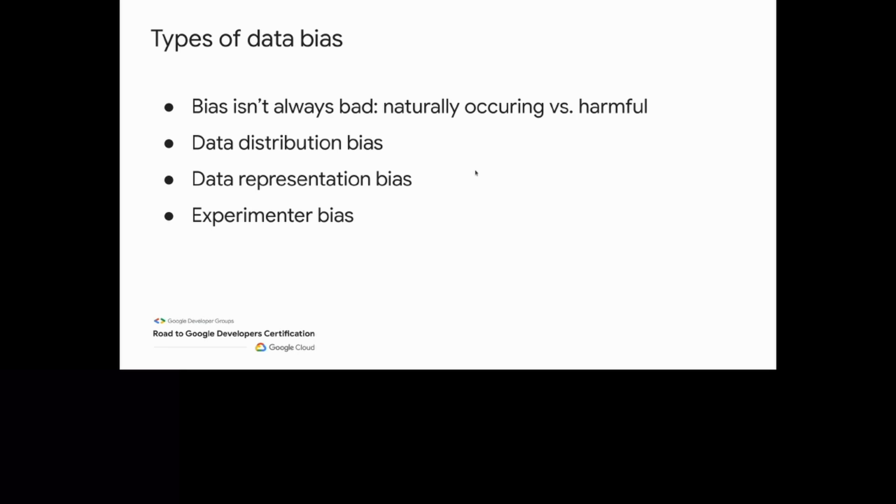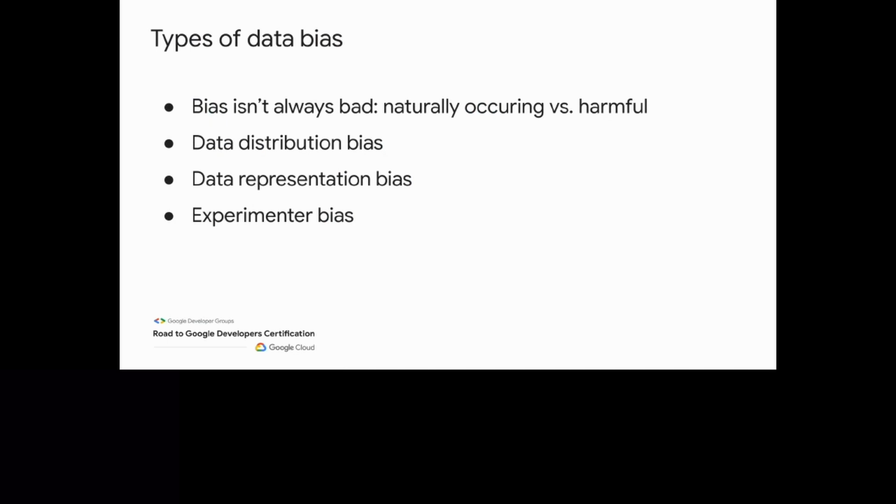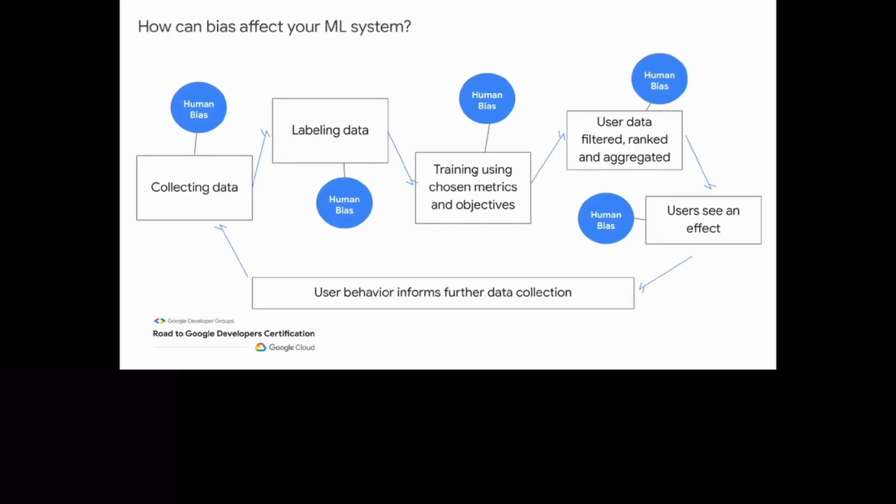Okay, so the types of data biases. Bias is not essentially bad because, as I mentioned, first of all, your data is inherently biased, and sometimes you want to inject bias to be fair to everybody. Sometimes the data distribution is biased, or the data representation is biased, or the person who does it is biased. So it's everywhere, from the moment you collect the data, based on where you are trying to collect it, and the person who labels it.